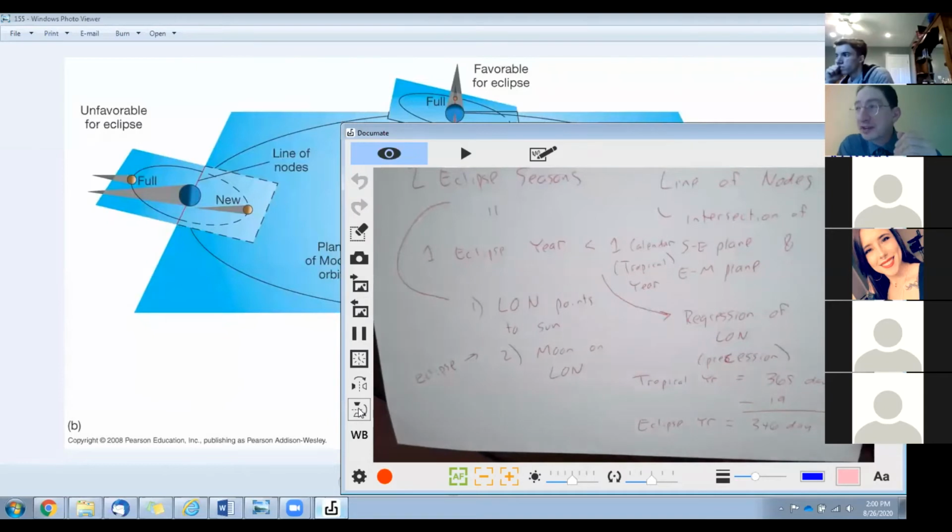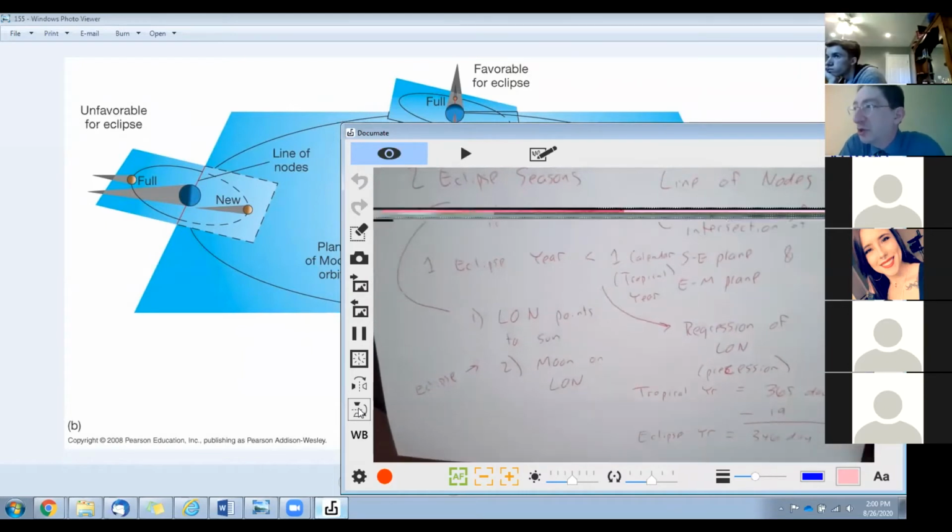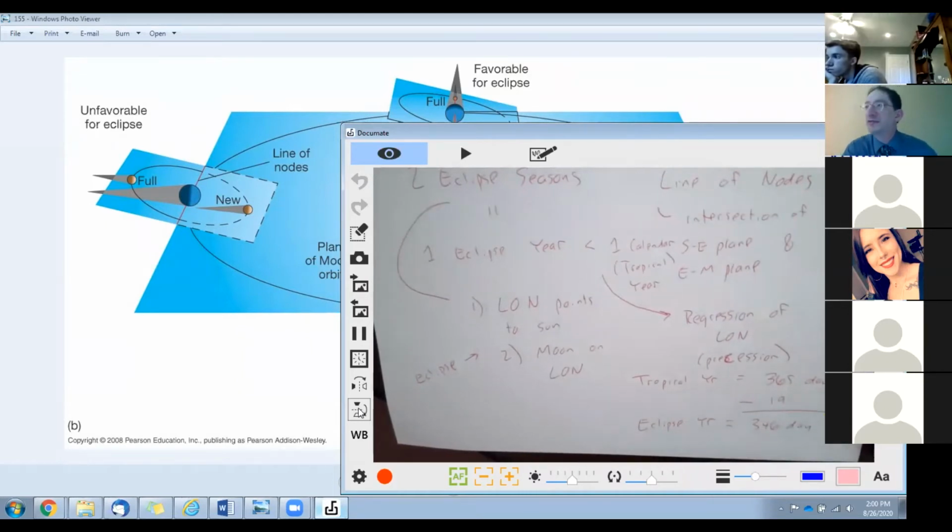So view it as unit conversion. Start with what you know, 9 tropical years. Convert from tropical years to days. In one tropical year, we have 365 days. Convert from days to eclipse years. In 346 days, we have 1 eclipse year. And then for each eclipse year, you have 2 eclipse seasons. So if you treat it as unit conversion, you'll find out how many eclipse seasons are in 9 tropical years, and that will help you with that particular one. Okay.